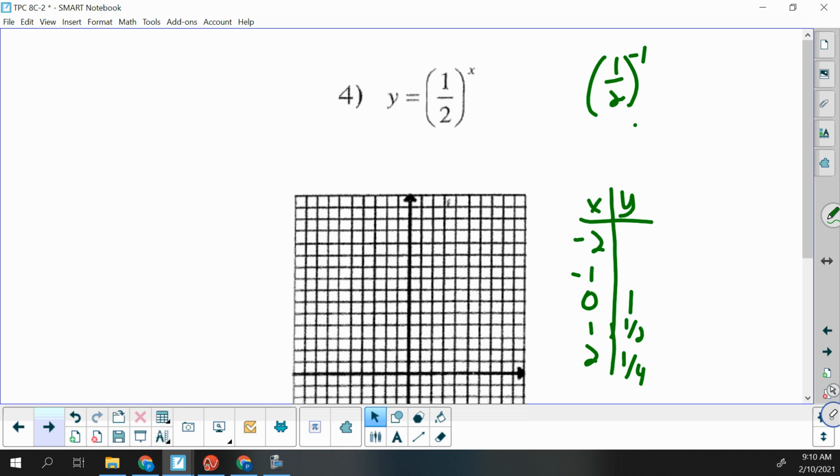1/2 to the negative 1 is 1 to the negative 1 over 2 to the negative 1. Negative exponents switch where they are in the fractions and become positive, so this just becomes 2 over 1, so 2. Similar idea with the negative 2, but these will all be 2s, so we'll have 4 over 1, which is 4.